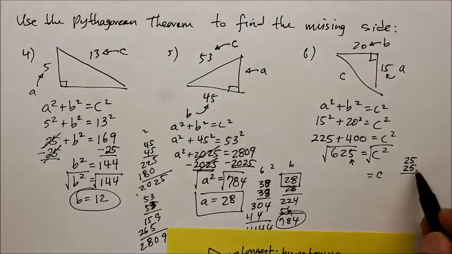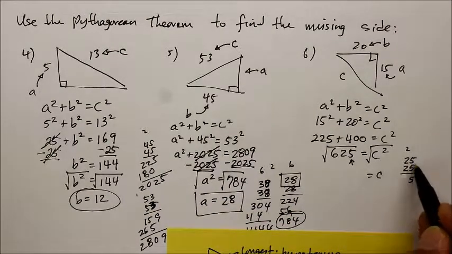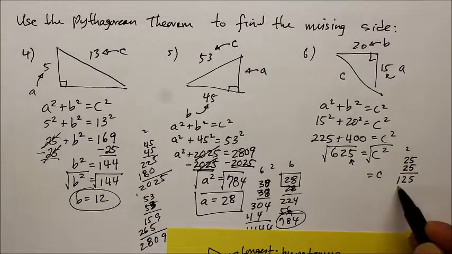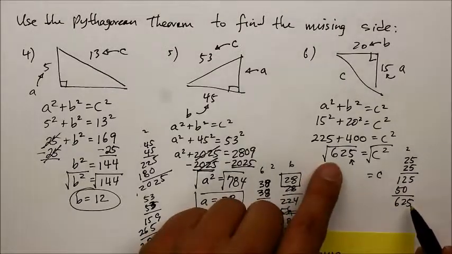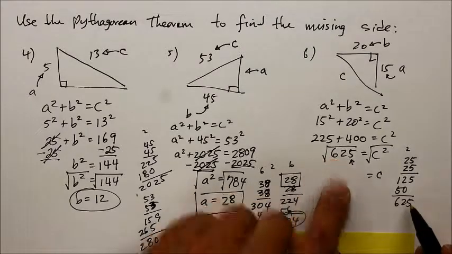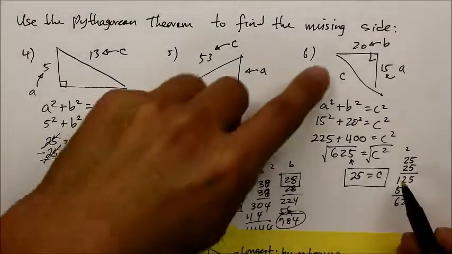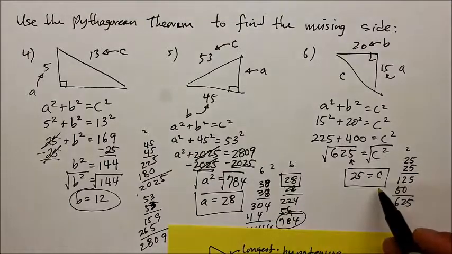Let's check. 5 times 5 is 25. Carry the 2. 2 times 5 is 10, plus a 2 is 12. Double the 25 is 50. And voila. There it is. 25 times 25 is in fact 625. So the square root of 625 is 25. And that makes sense, the longest part of this triangle, the hypotenuse. There you have it.